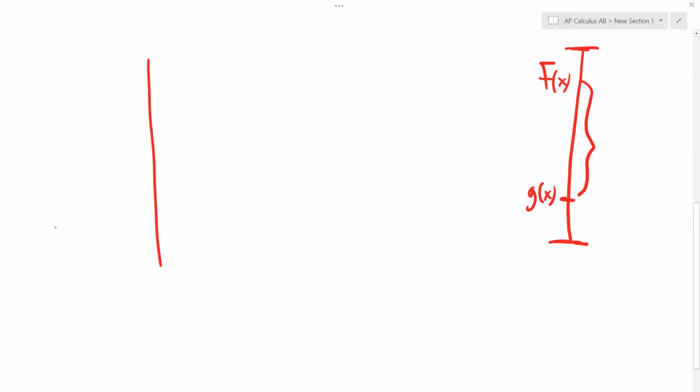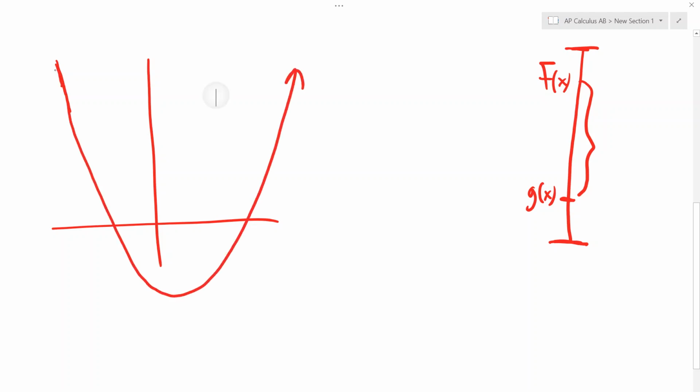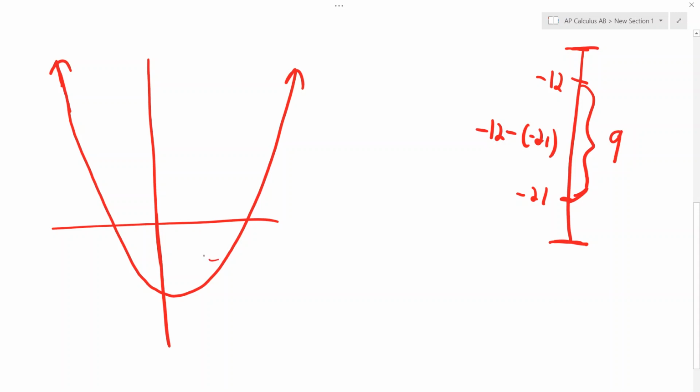If we want to find the area between curves, let's do one more over here, even if these are negative, because sometimes kids get messed up with negatives. Let's say this is -12 and this is -21. How far apart are they? They're not negative 9 apart. They're 9 apart. We are doing negative 12 minus negative 21. It doesn't matter if they're negative. We're still doing the top minus the bottom. So if I were to graph, let's make this look a little bit nicer.